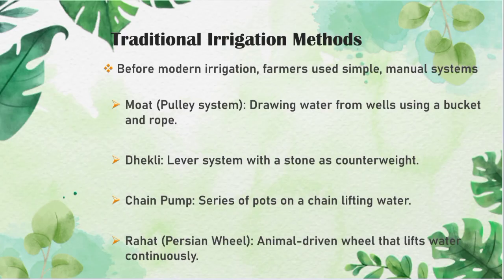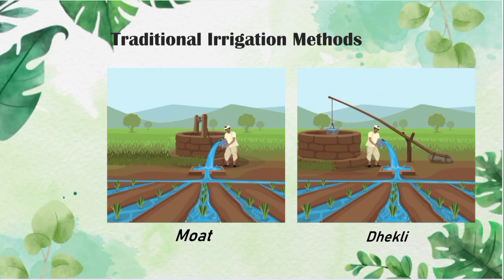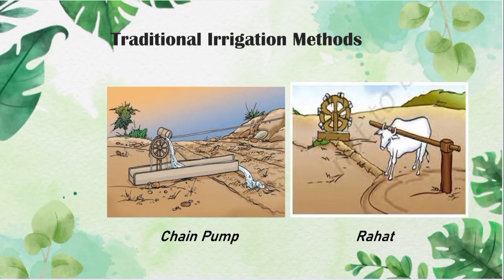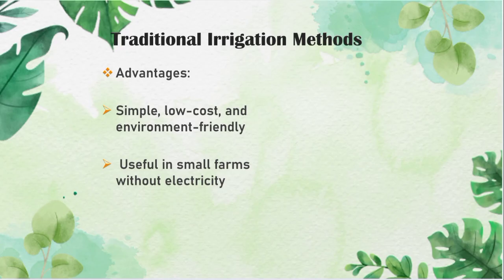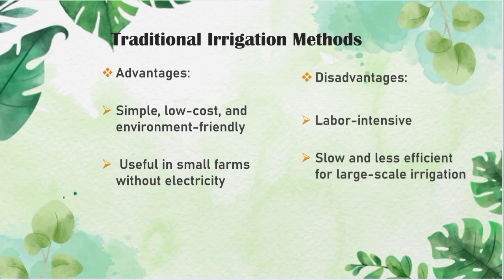Moat, Dekli, chain pump, Rahat. Advantages: simple, low-cost, and environment-friendly, useful for small farms without electricity. Disadvantages: labor-intensive, slow and less efficient for large-scale irrigation. Even today, these methods are still used in rural India for small-scale farming.